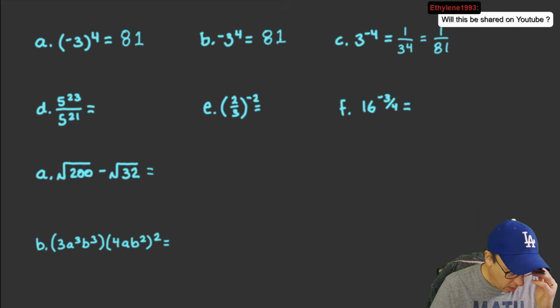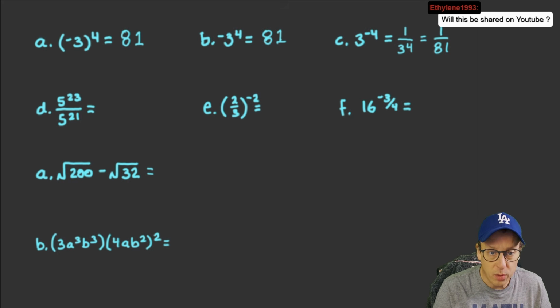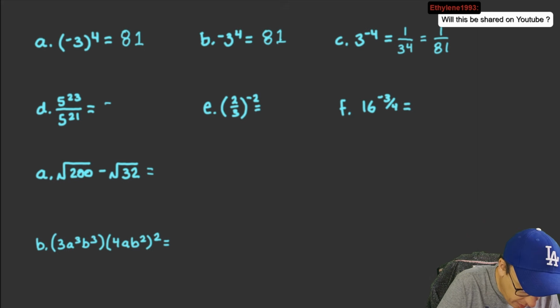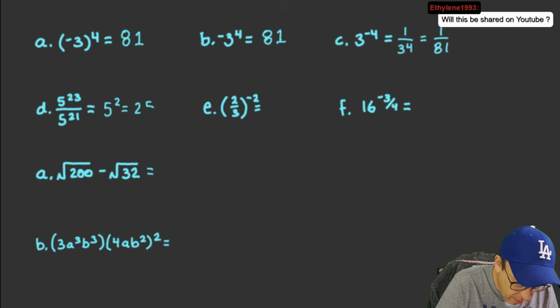All right, so we have 5 to the power of 23 over 5 to the power of 21. Well, you can subtract, in these instances, the denominator exponent from the numerator exponent, and this just leaves you with 5 squared, which is equal to, of course, 25.